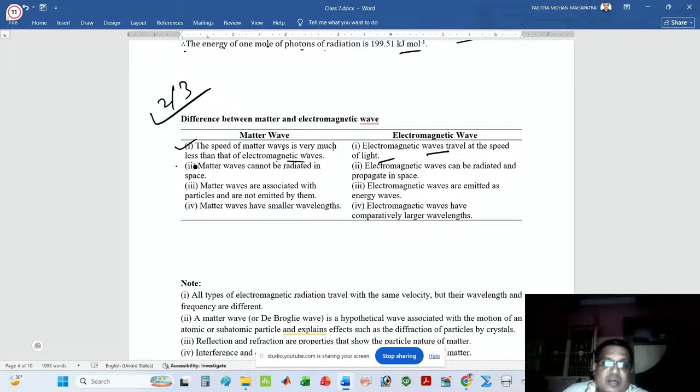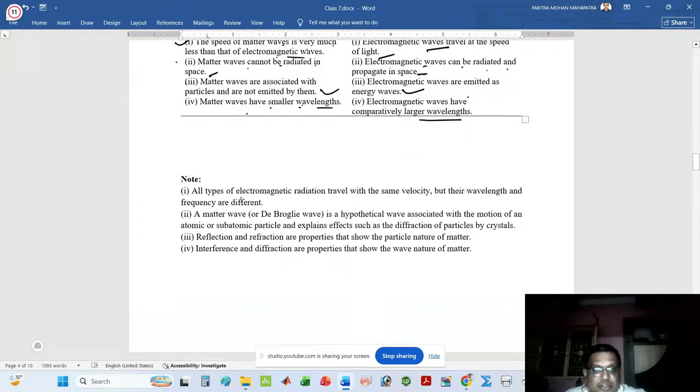Next point is matter wave cannot be radiated in space, but electromagnetic wave can be radiated and propagate in space. Next, matter waves are associated with the particles and are not emitted by them. Electromagnetic waves are emitted as energy waves. Matter wave has a smaller wavelength. Electromagnetic wave has a larger wavelength. This is the difference. This carries 2 or 3 marks. So remember and try to understand.